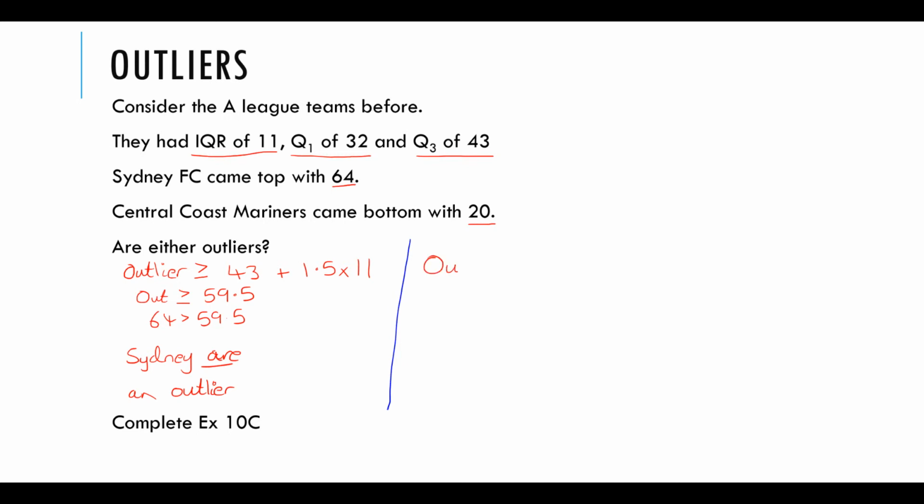The other outlier is anything that is less than or equal to the lower quartile, 32, minus 1.5 times the interquartile range. Once again, we put that into a calculator to work it out, and we get that it's 15.5. Sorry, tablet got that wrong. So anything that is less than 15.5.